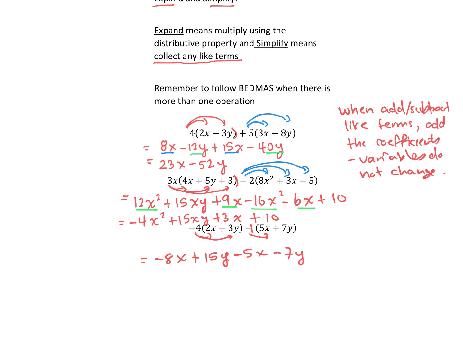And then we'll look for like terms. 8x and 5x are like. So we add the coefficients. Negative 8 and negative 5 is negative 13, and those are x's. And then 15y and 7y are like. So plus 15 minus 7 is plus 8, and we have y's.